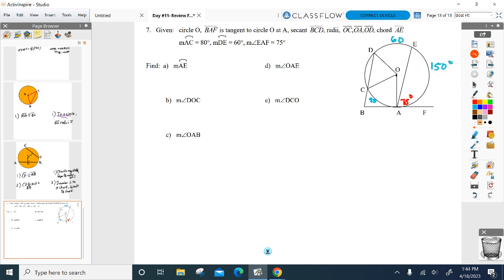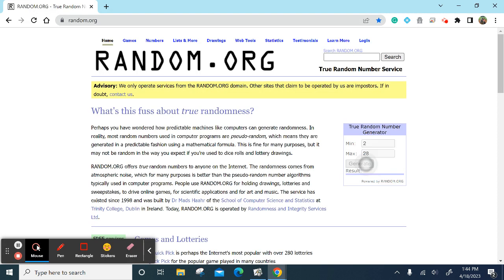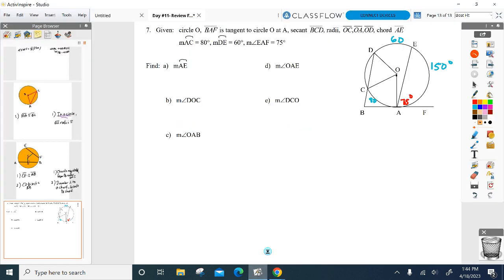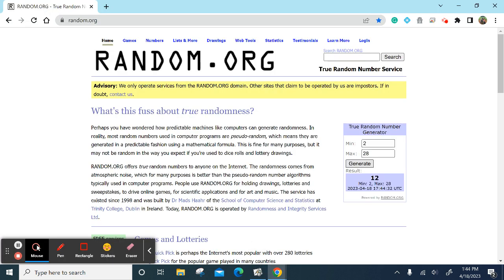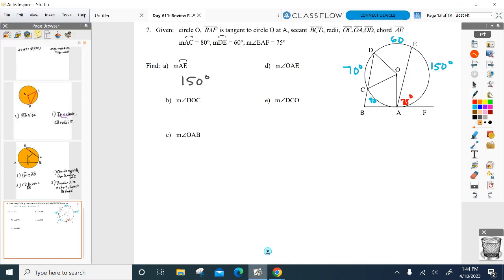Good work. Now that I know that's 150, now I can find the remaining arc. How can I find the remaining arc up there? Add all the other arcs you have. And subtract from 360. Okay, I should get 70 here. All right, you ready for a little help here? Arc AE. That's done already. 150. All right, angle DOC. Inside? Central.